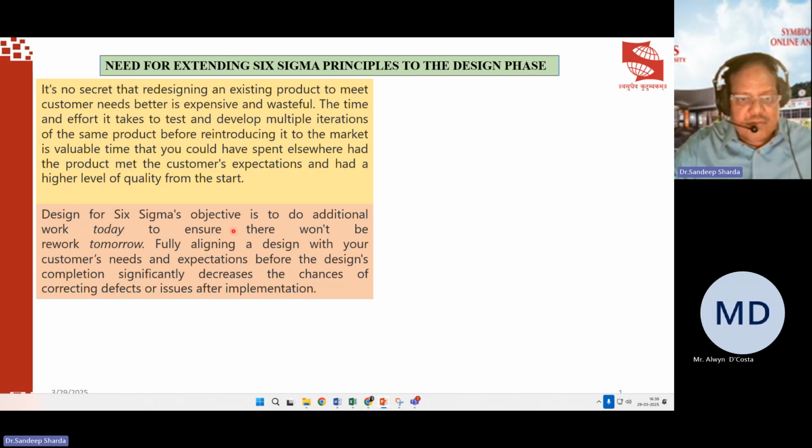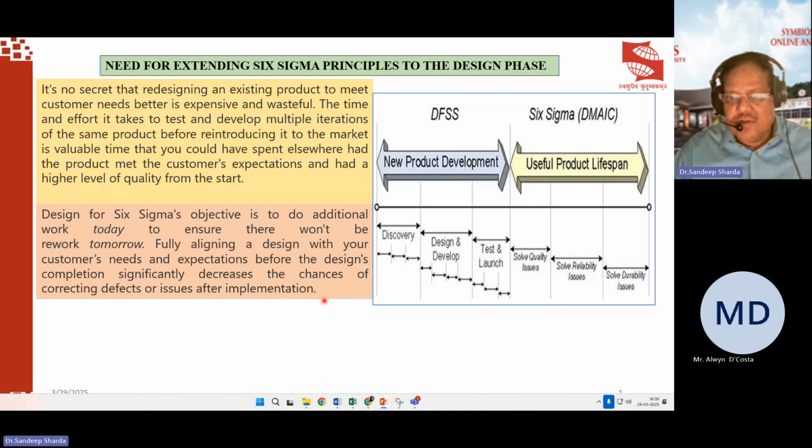So Design for Six Sigma objectives add additional work today to ensure that there won't be any rework tomorrow. Fully aligning a design with your customer's needs and expectations before the design is complete significantly decreases the chances of correcting defects and issues after implementation. So DFSS covers new product development: discovery, design and develop, test and launch, then the useful product lifespan, where you solve the quality issue, the reliability issue, the durability issue.